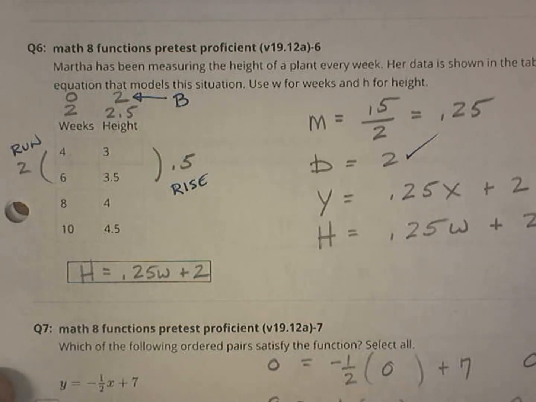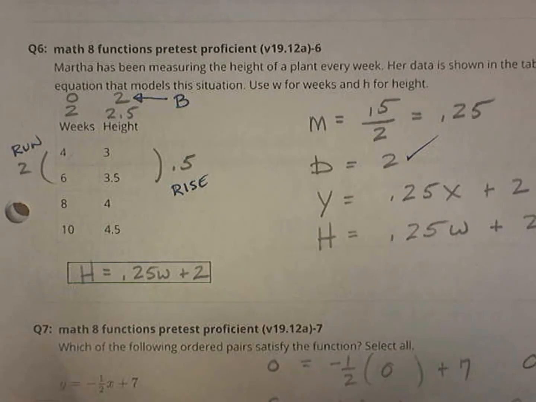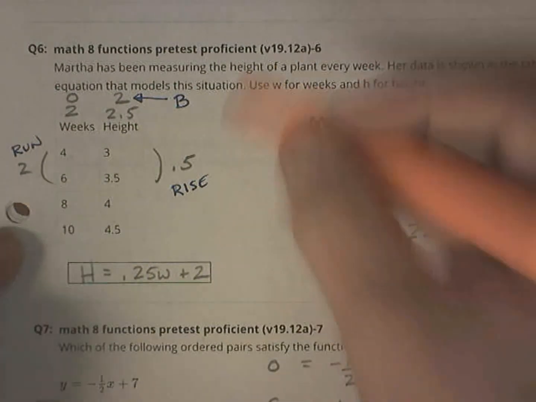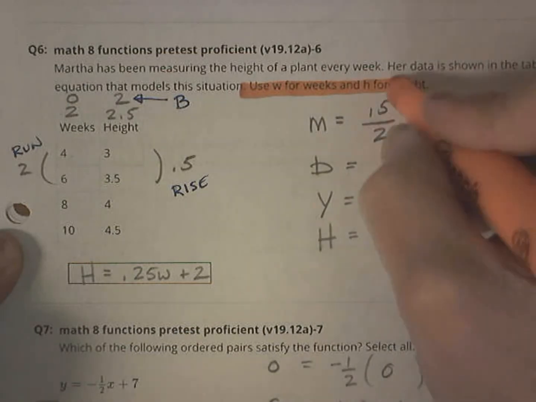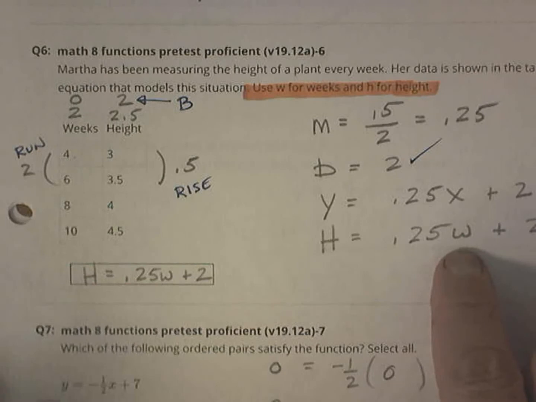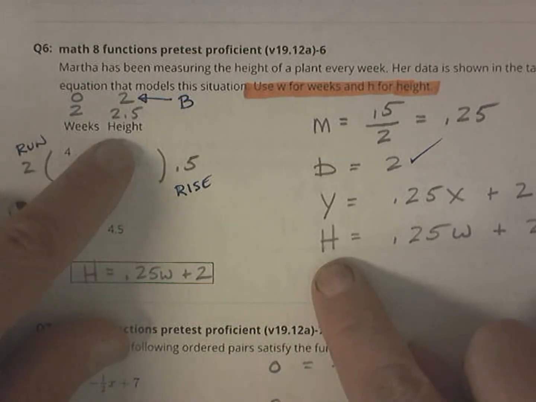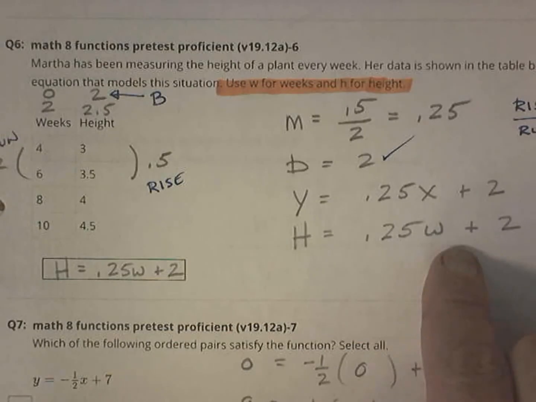So I put it all together. Y equals mx plus b. Y equals 0.25x plus 2. But it says in the question, use w for weeks and h for height. So I'm going to swap out w for the x and h for the height. H equals 0.25w plus 2.